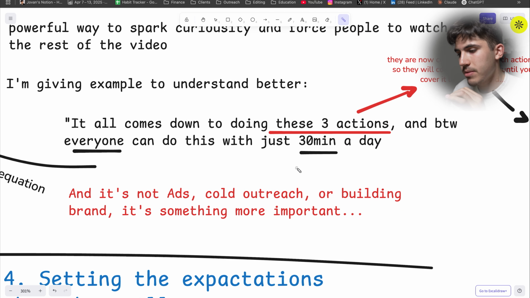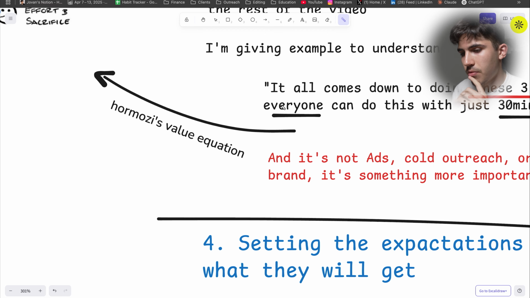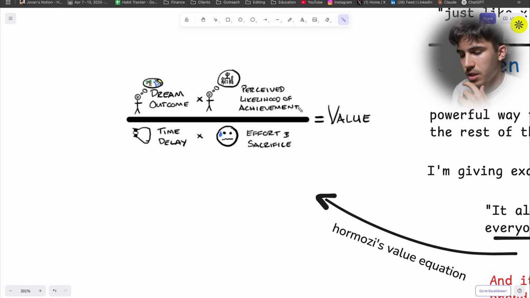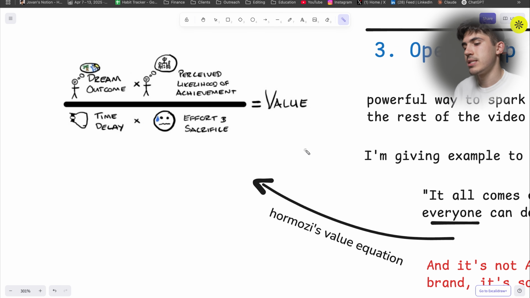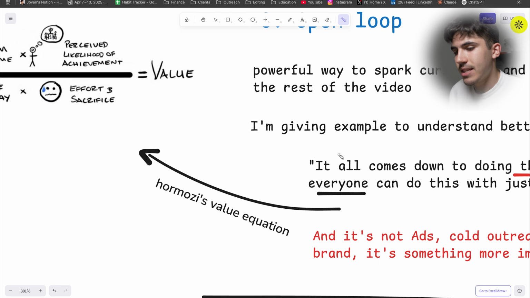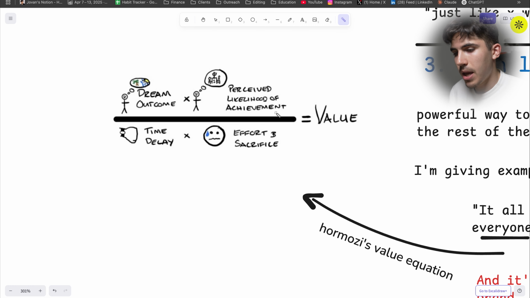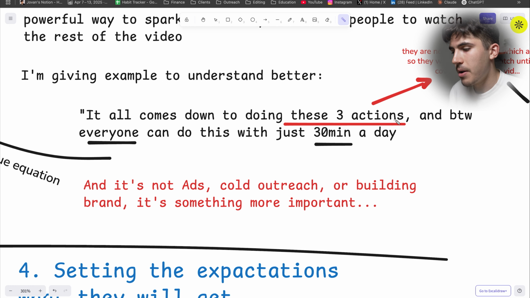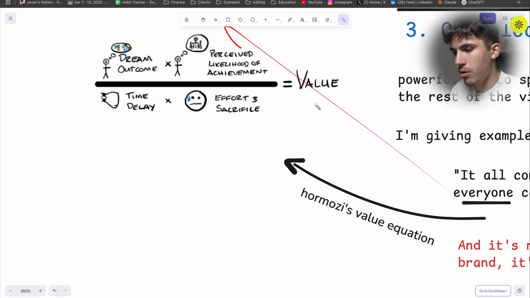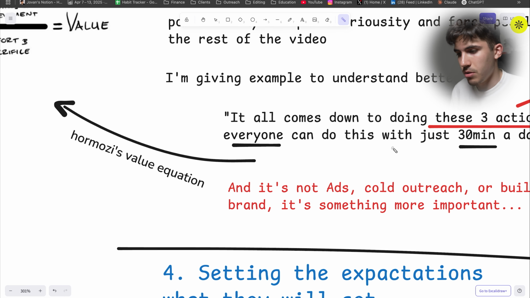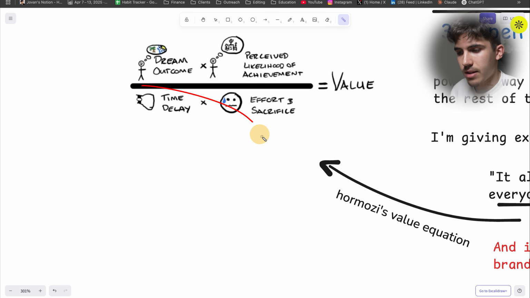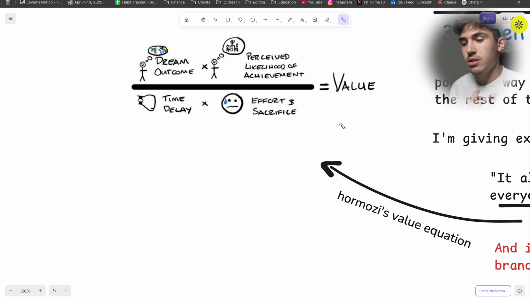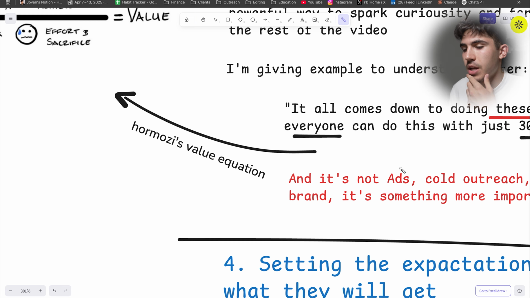In this sentence, we also have some bonus. This is actually from Hormozi's value equation. As you can see there, you probably already know this: dream outcome, perceived likelihood of achievement, time delay, and effort and sacrifice. So we want to add these things to make it more valuable, meaning I put there, and by the way, everyone can do this. So I'm now using perceived likelihood of achievement. Now it's higher because everyone can do this with just 30 minutes a day. So now I'm also attacking time delay and effort and sacrifice, because they don't need to spend so much time and effort to make it work.